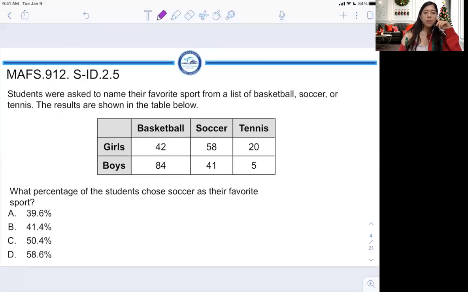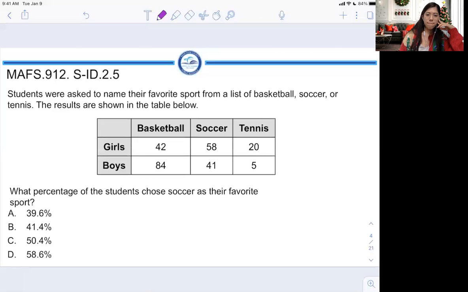Frequency tables. Frequency tables tell you how many people or how many things fit into each category. In this case, students were asked to name their favorite sport, and it looks like they divided it between girls and boys, which is honestly not inclusive. They should include more options, but it is what it is. Here are the answers that everybody gave. And then it asks what percentage of the students chose soccer as their favorite sport. So how many total students chose soccer?